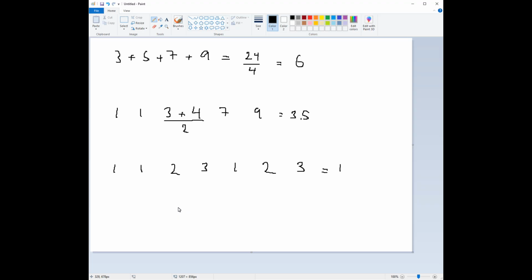If you have the same number of 2, there are 2 numbers in the result. But that doesn't happen often. But anyways, that was average, median, and mode.